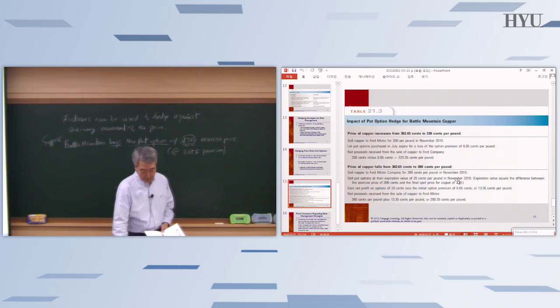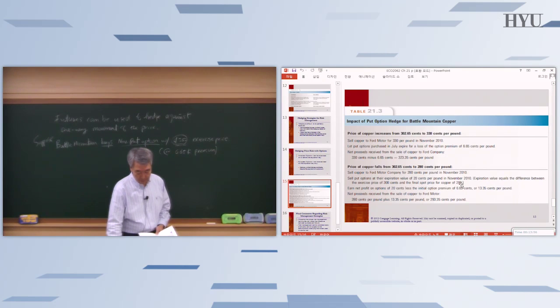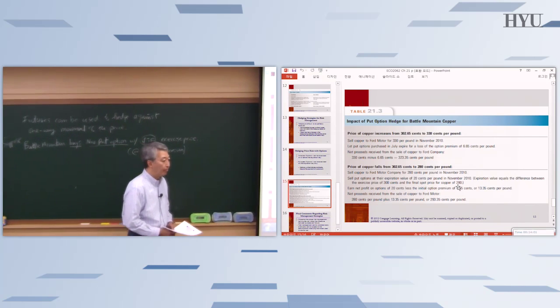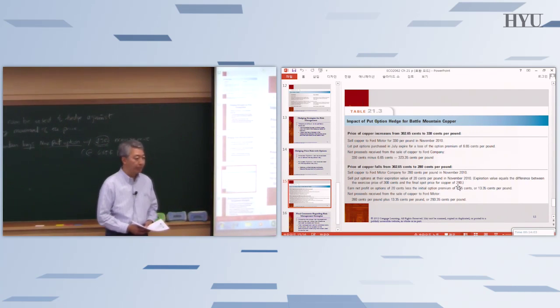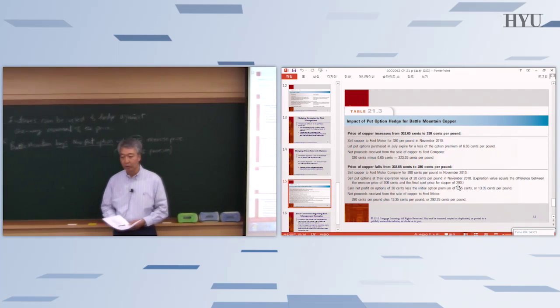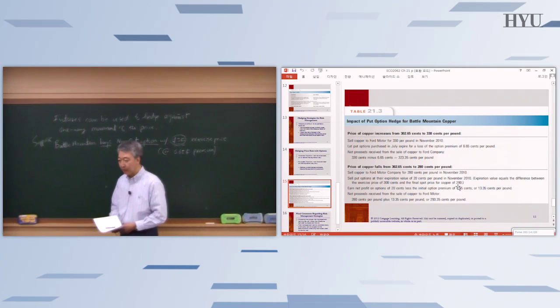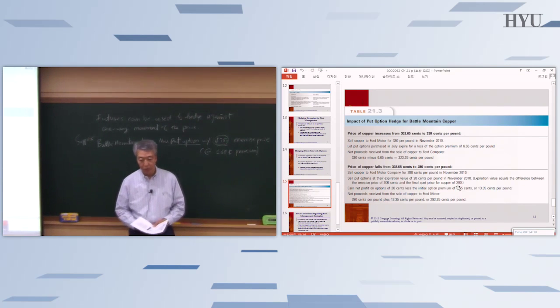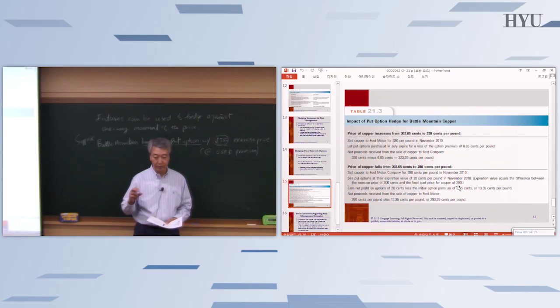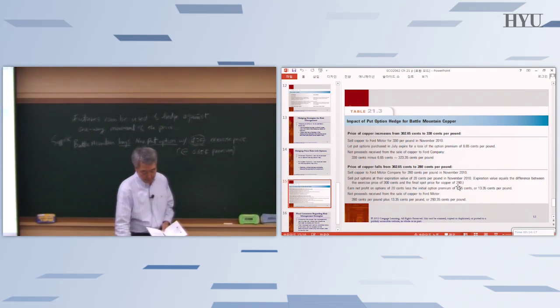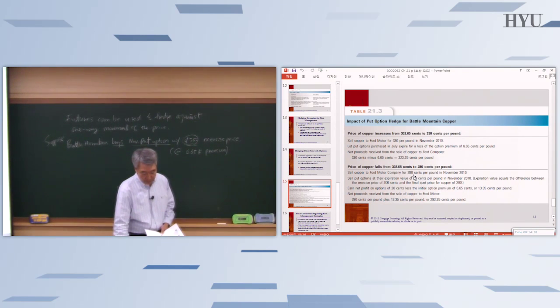Since the spot price is 280, currently if you want to sell copper, you can only receive 280 in the market. But since you are holding this put option, you can sell at 300, right? So the value of the option is 20 cents, the difference. You can simply sell the copper at the market price, but you can also sell this put option that you purchased in July.